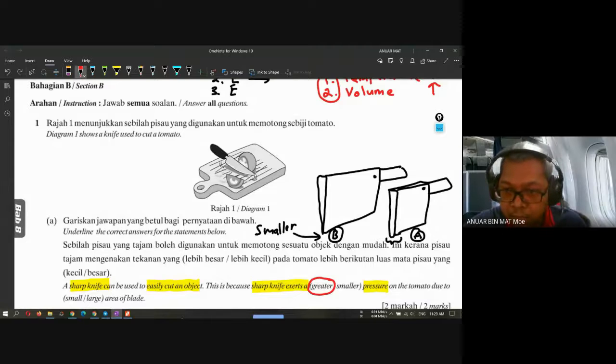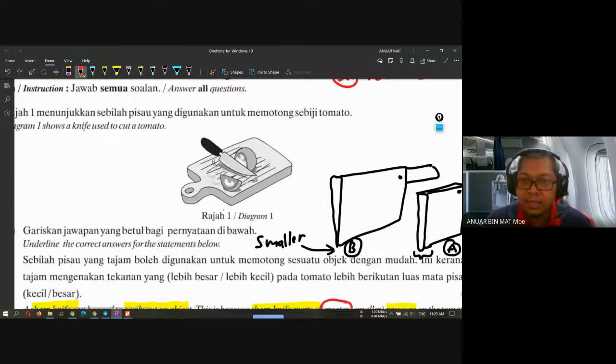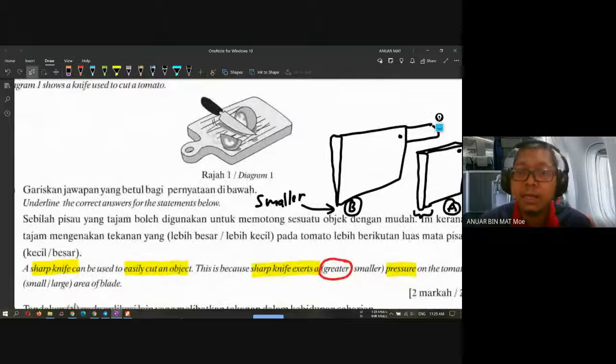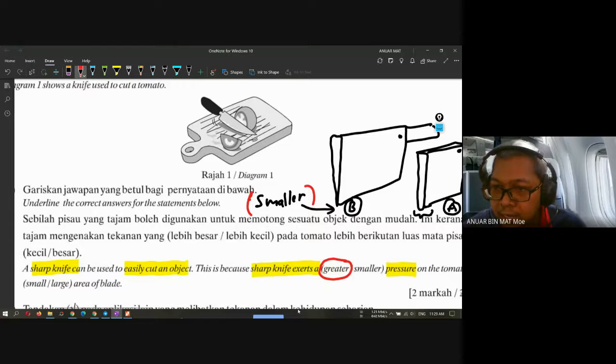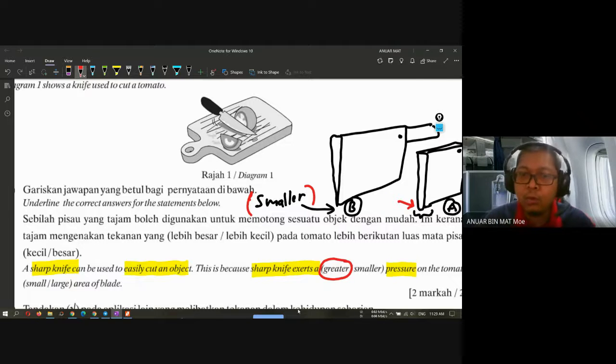Can see here? This is blunt, right? Okay, this is blunt. This has smaller surface area. This one has larger surface area. So, smaller surface area will exert greater pressure.